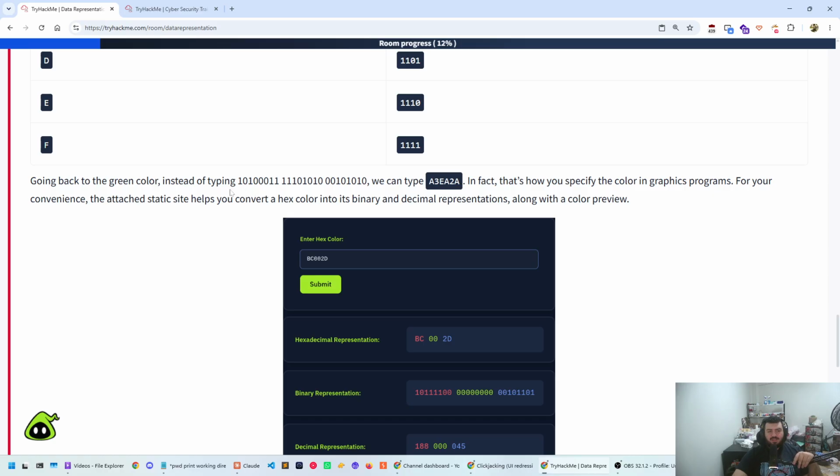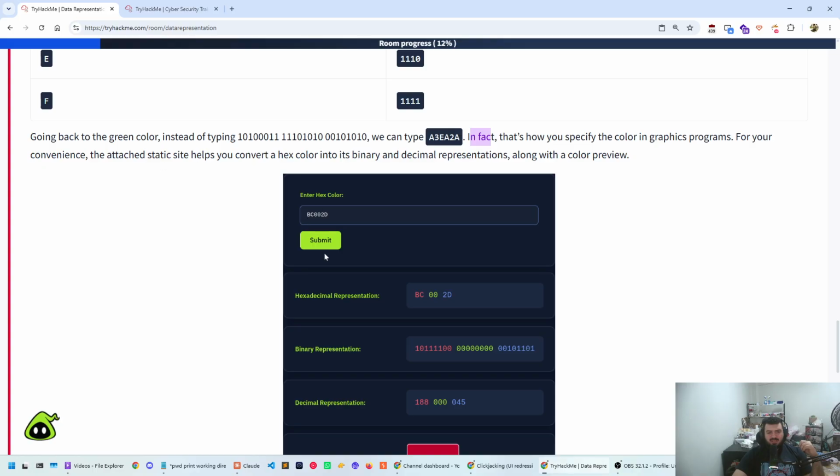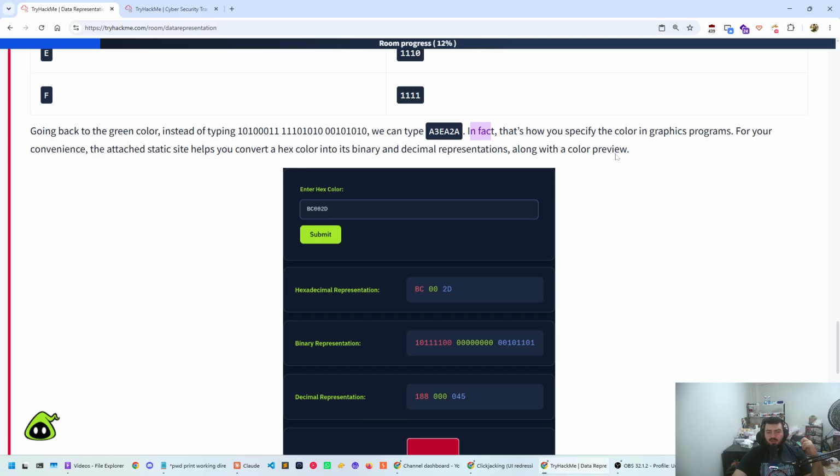Going back to the green color, instead of typing whatever this is, we can type A3EA2A. In fact, that's how we specify the color in graphics programs. For your convenience, the attached static site helps you convert a hex color into its binary and decimal representations, along with a color preview.